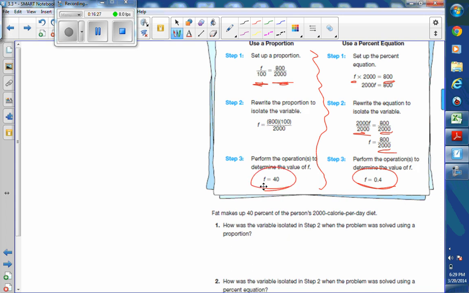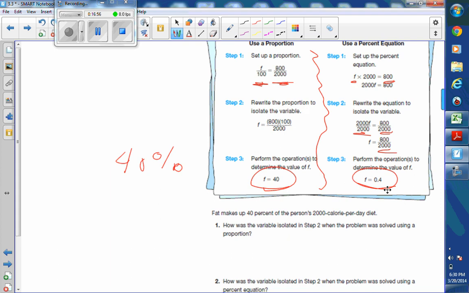Whereas when you look at the proportion solution, it's already in percent form because it's using the fraction form. So there's a little difference there. Even though they mean the same thing, they both mean 40%, one is represented as a whole number because it's already using the fraction form per percent. But if you're using the decimal form, you have to convert it back to percents. So fat makes up 40% of the person's 2,000 calorie per day diet.